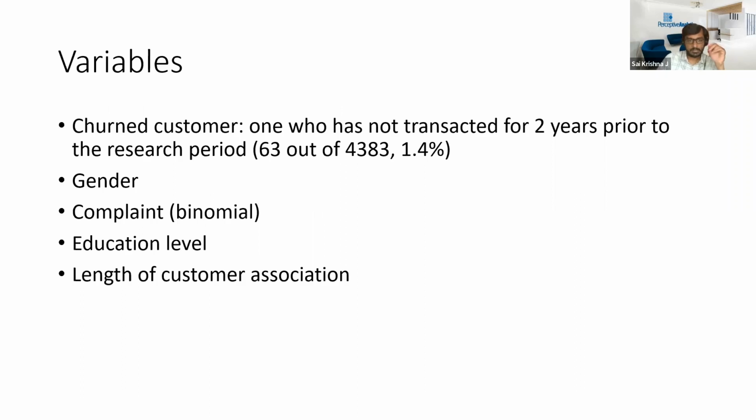And certain variables that they used were, so these were the variables that they had listed in the paper. The gender, and then complaint. So this was a binary variable. That is to say, if the customer had raised a complaint or any grievance to the bank in the past, then it would take a value of 1, otherwise it would take a value of 0. And then they had education level. So whether the person has a degree or whether he just knows how to read and write, and so on. Okay. And the length of the customer association. So how long has it been since the customer joined the bank? So these were the variables that they used.